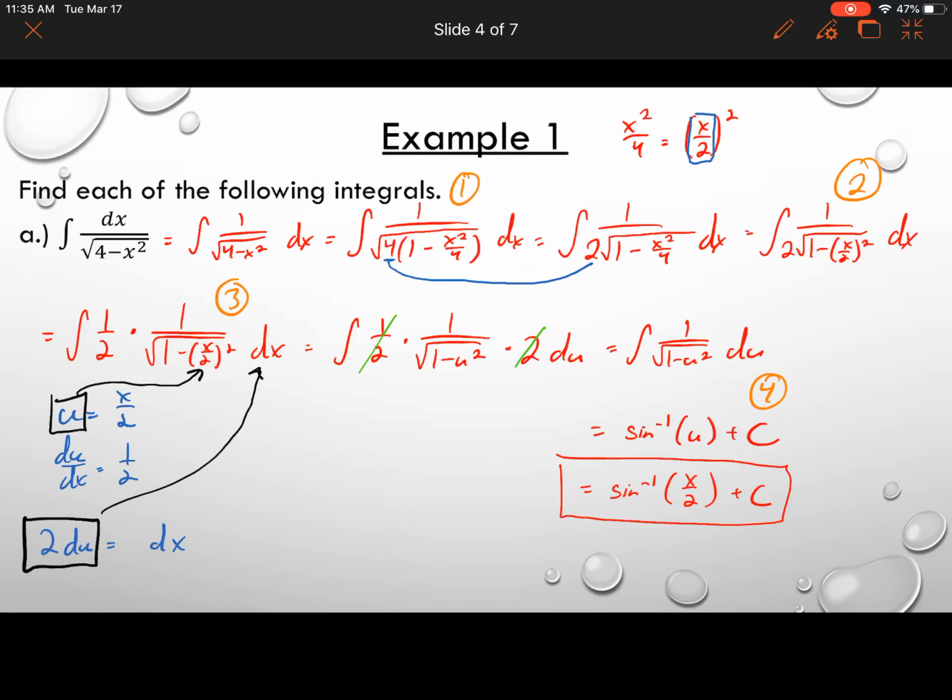And just to recall, we turned the x squared over 4 into x over 2 squared because we wanted to know what quantity squared would give us x squared over 4. Because when we did our substitution, we made that quantity equal to u. We made that quantity equal to u when we did this part right here.